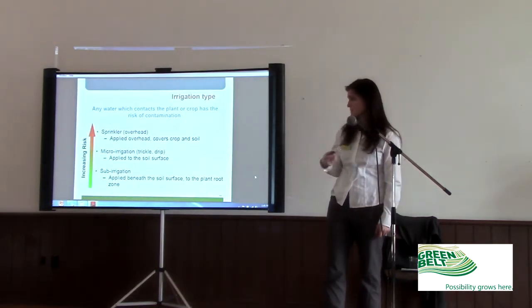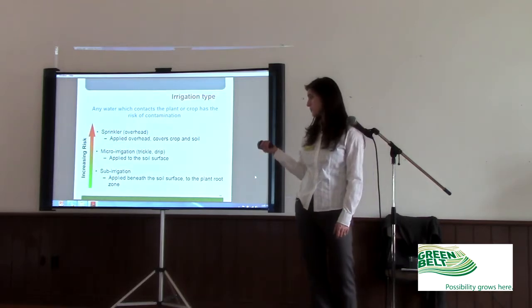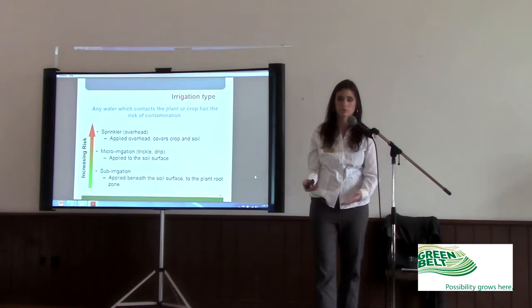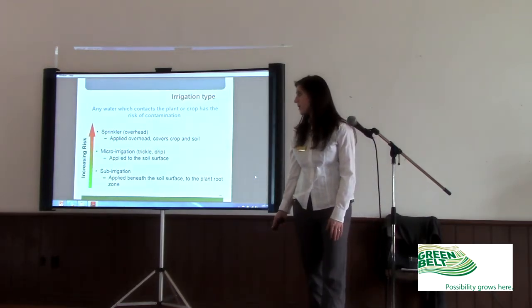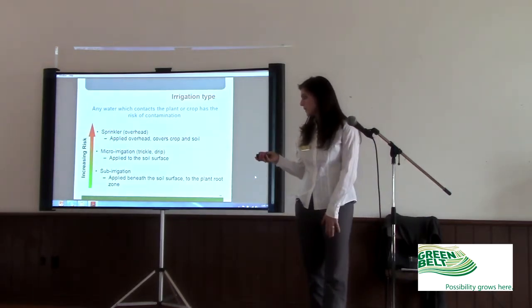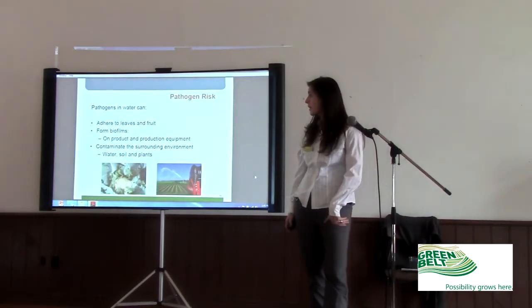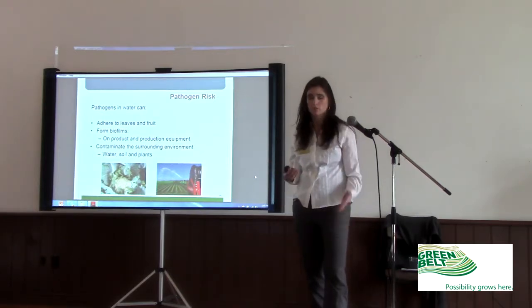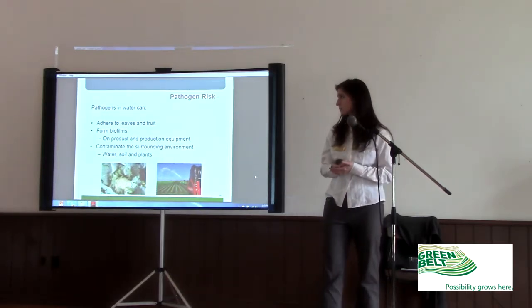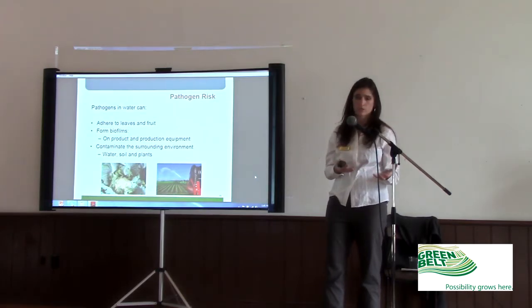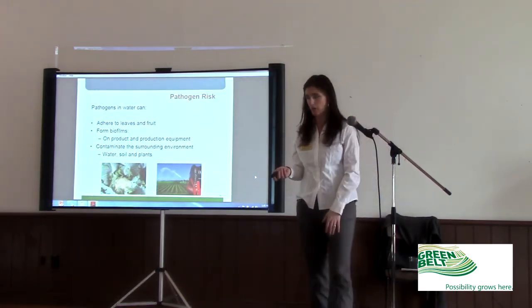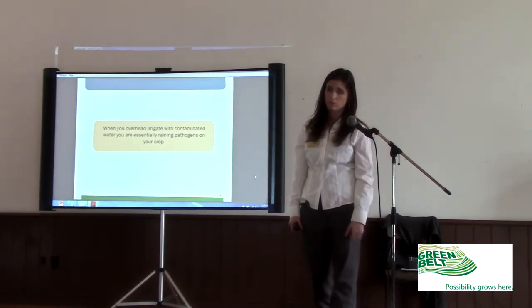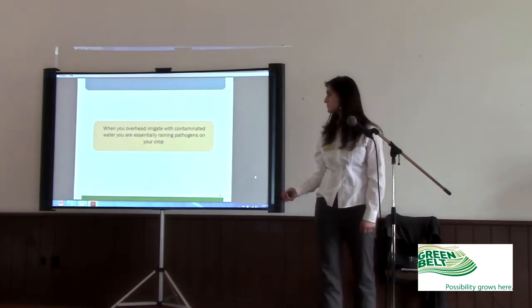So irrigation type, we talked a little bit about that before: sprinkler overhead versus sub-irrigation. Obviously sub-irrigation is going to be the least risky because you're typically going into the ground, and then as you move up, the risk increases. We already talked about this at the onset, because the pathogens can do a lot of different things, there is that risk, and especially if the water you're using is contaminated, then you're basically raining pathogens on your product if you're using contaminated overhead irrigation.